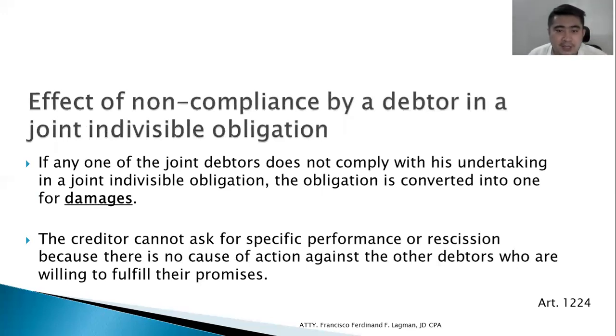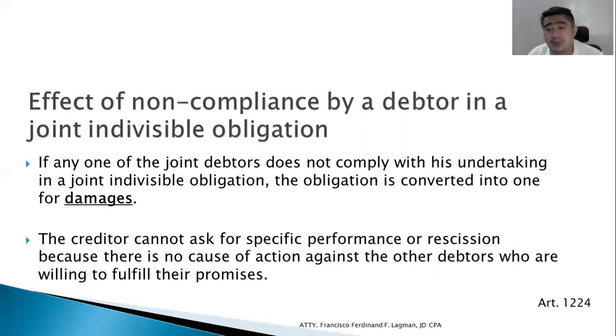Effect of non-compliance by a debtor in a joint indivisible obligation. We already mentioned this earlier, but let's discuss this again. If any one of the joint debtors does not comply with this undertaking in a joint indivisible obligation, the obligation is converted into one for damages. So just money, the money equivalent. The creditor cannot ask for specific performance or rescission because there is no cause of action against the other debtors who are willing to fulfill their promises.